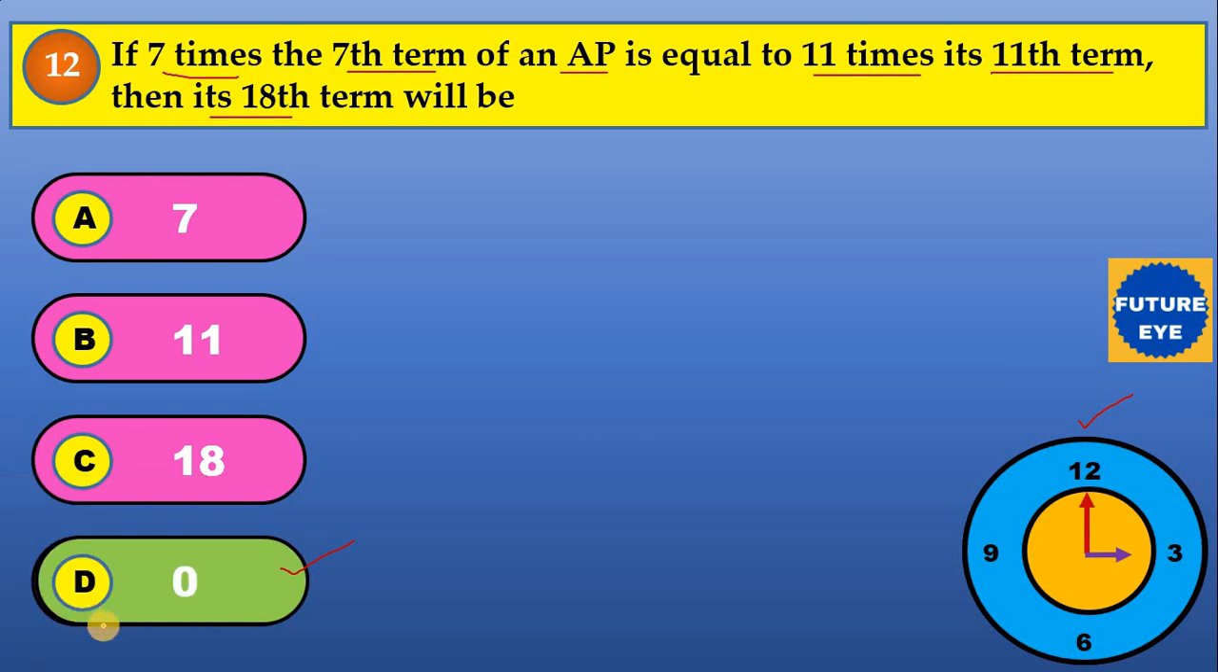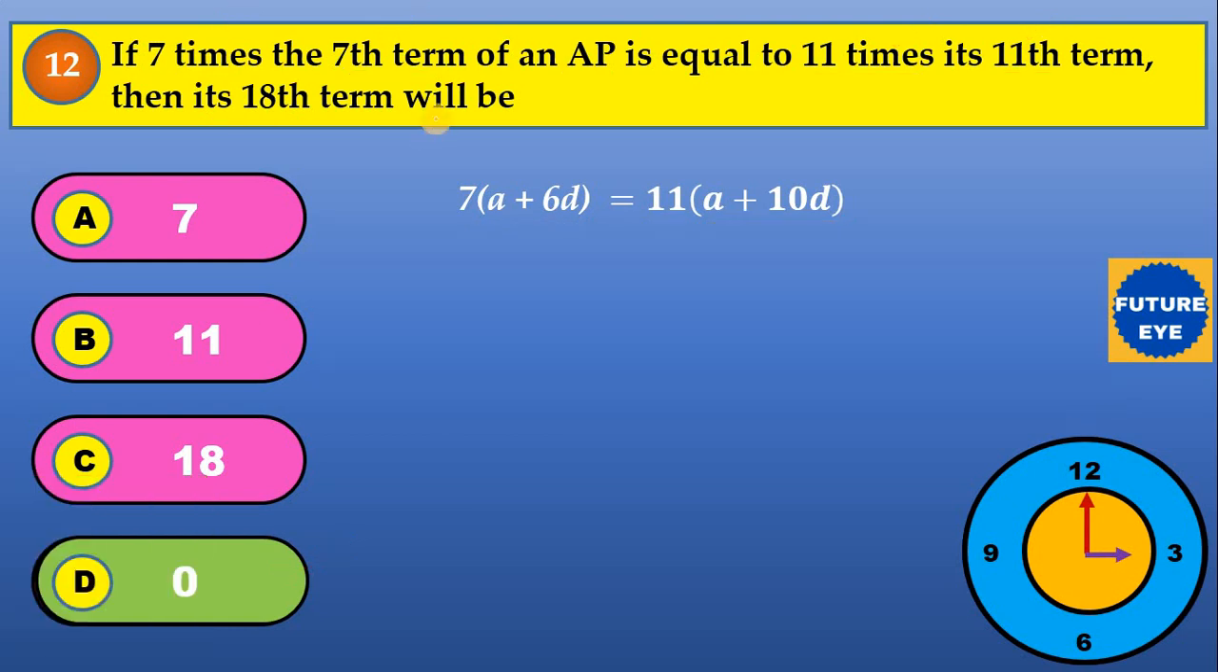First understand the problem, children. 7 times the 7th term. So 7th term you can write as A plus 6D. 11 times the 11th term. 11th term you can write as A plus 10D. Then which value we need to find? 18th term value we wanted to find. So for that we can write 7 times of A plus 6D and 11 times of A plus 10D.